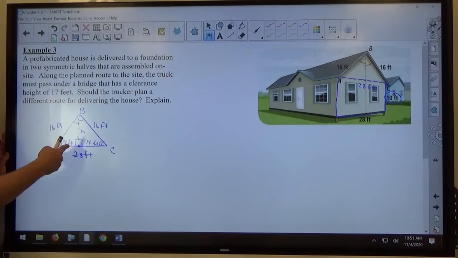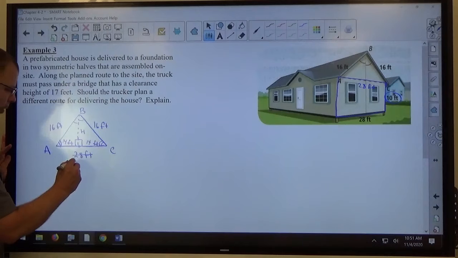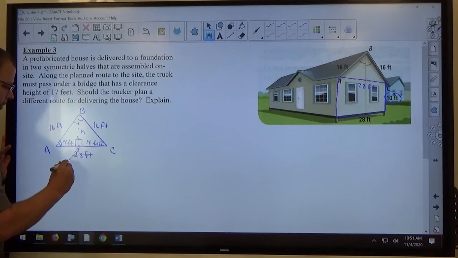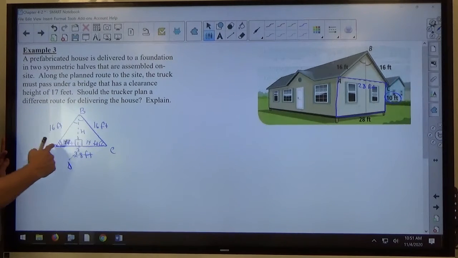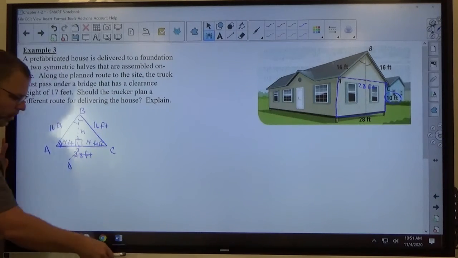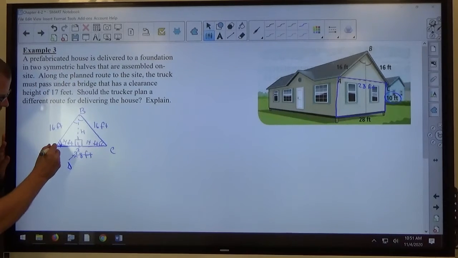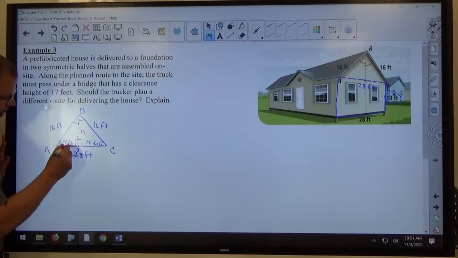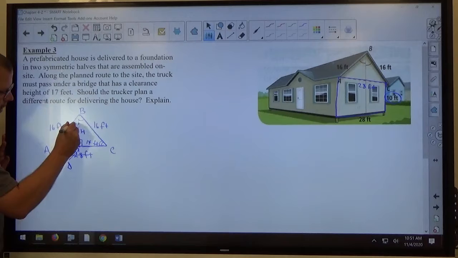By cutting the base in half at a right angle, notice I've created a right triangle. Let's call this point here D to give it a name. Triangle ABD is a right triangle. Triangle CBD is also a right triangle. Take your pick, it doesn't matter which one. If I focus on the right triangle part of this, let's look at this one here.